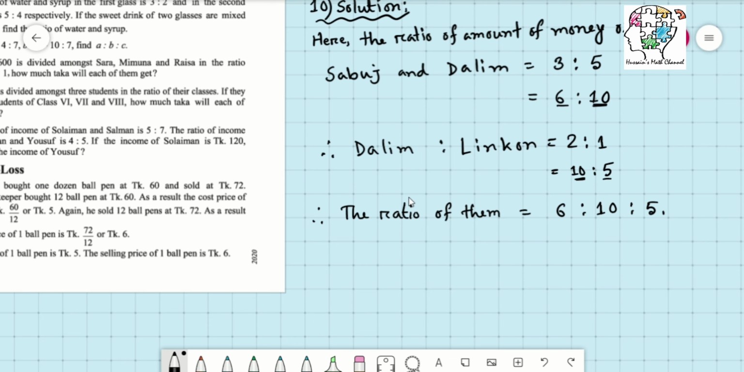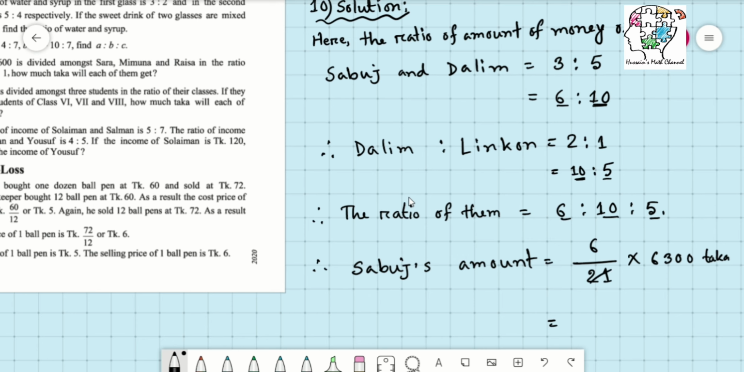How is it possible? Therefore Shobuj's amount is equal to 6 by 21 times 6300 taka, because where we get 21, 6 plus 10 plus 5, if we add these 3 amounts we will get 21. Now 21 3s are 63, so 300, and 300 times 6 is 1800, which is the amount of Shobuj's money.